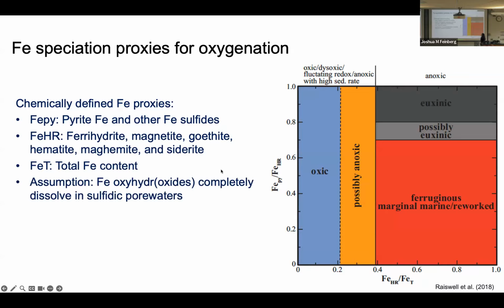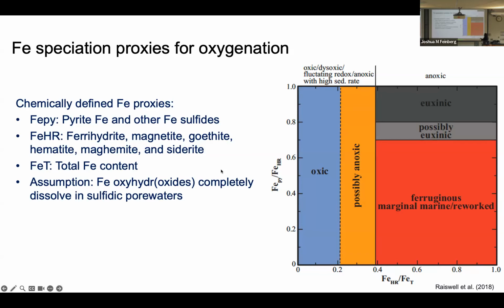Okay, so the assumption is that, as I mentioned before, the iron oxyhydroxides really completely dissolve in the sulfidic pore waters. When there's hydrogen sulfide around, these should be converted to sulfides, whatever version of sulfides you're looking at. So on the right-hand side, you have this plot, which is based on the core top calibration. What people did is they sampled a bunch of sediment core tops in all kinds of different conditions and measured those parameters and saw where the dots fall, and that gives you this kind of threshold that you see here.